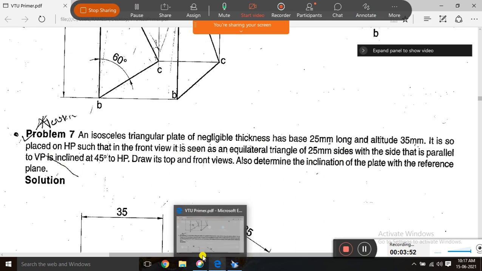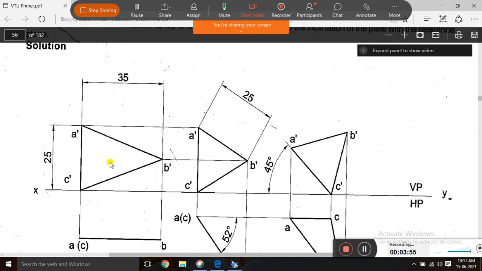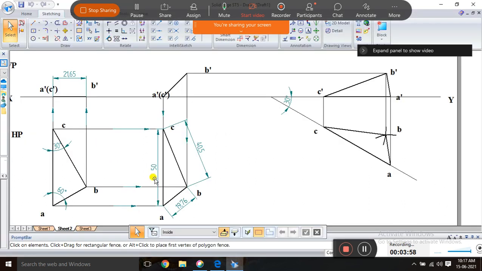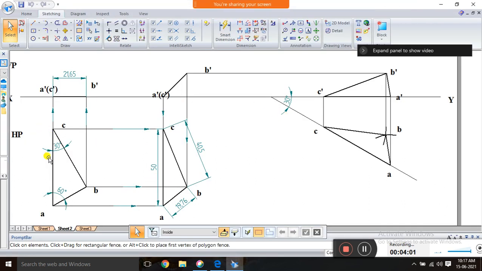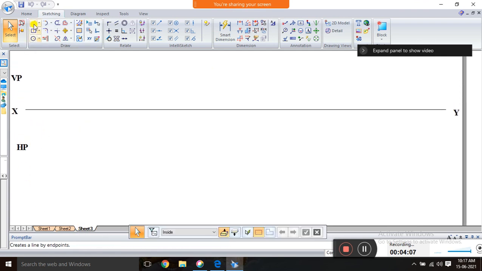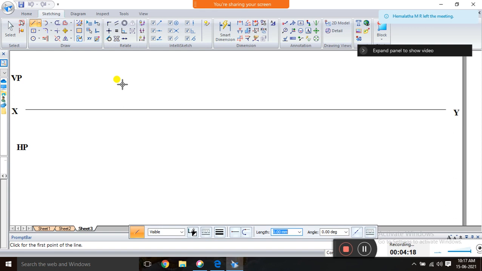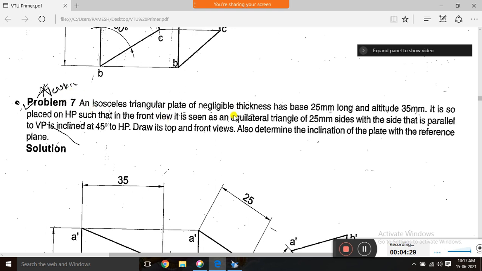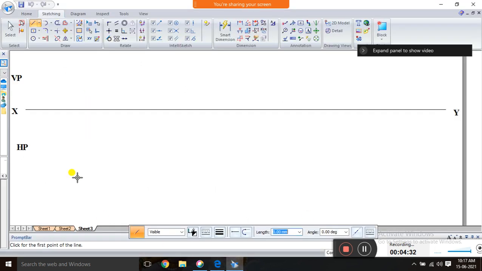First you have to construct the isosceles triangle. Okay, this is the isosceles triangle, like the set square we discussed in the previous problem. First construct the isosceles triangle with the edge condition, because it stands on HP, meaning it is standing on a side, not on a corner, so you have to go with the edge condition. This is of 25 mm and 35 mm. So the altitude is 35 mm.